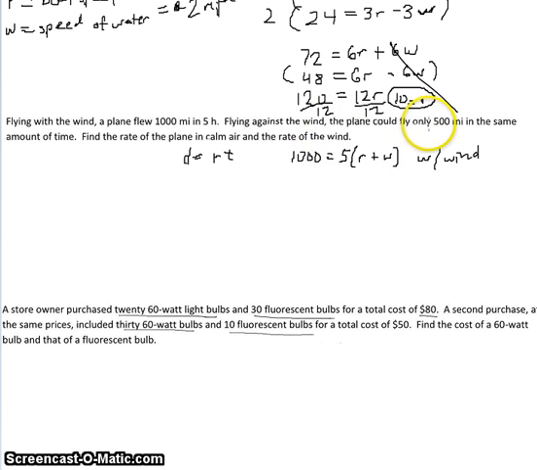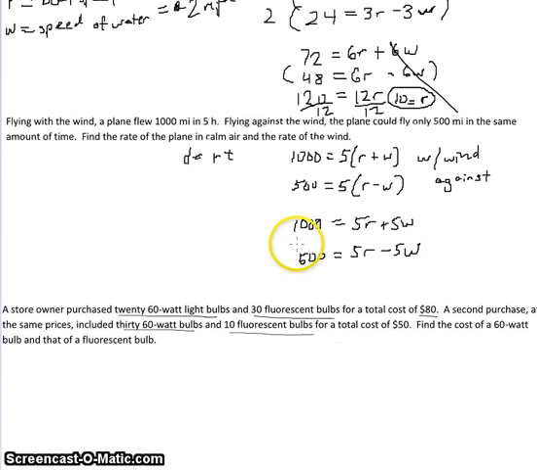Against the wind, it could only fly 500 miles, so this is against the wind, in the exact same amount of time. But again, the wind is now not a part of the speed. It's a part of the speed that we subtract. So there is our two equations. It's 1,000 equals 5R plus 5W. 500 equals 5R minus 5W.